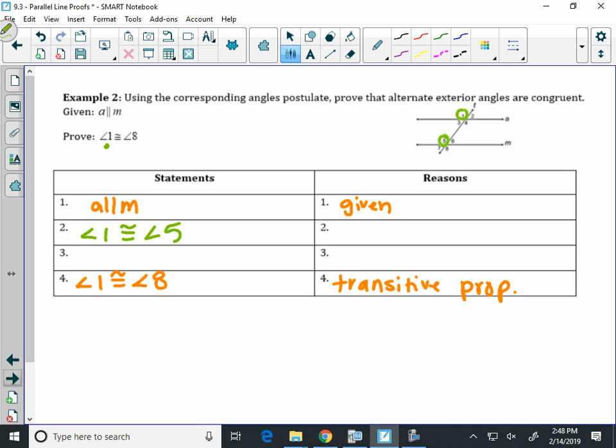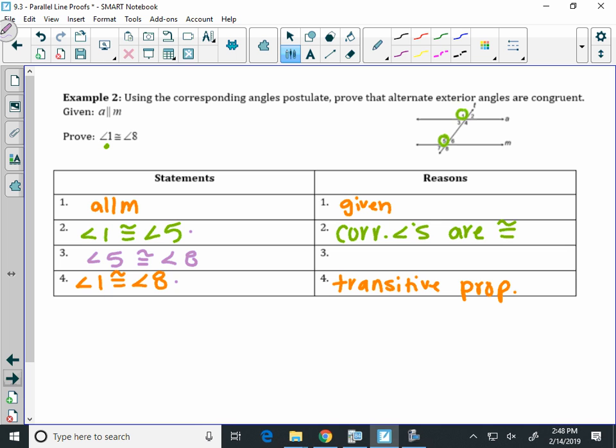And the reason that they're congruent is because they're corresponding angles. So I'm going to write that. Corresponding angles are congruent. Just like we did in the last one, we now bridge the gap. So I said 5, and then we link it to angle 8. Bridge that gap.